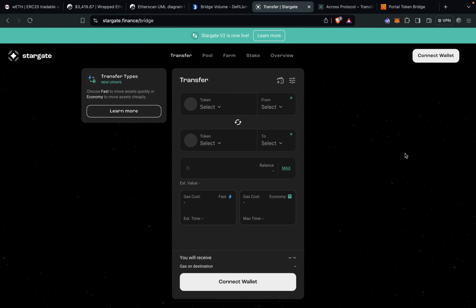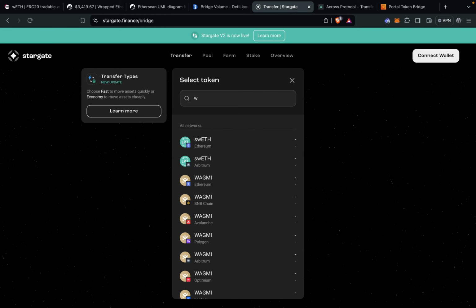To see which protocols support wrapped Ether, you can check out multiple cross-chain bridges like Stargate, Across, or Portal, and you'll get a UI that you can reverse engineer in a way to understand which protocols support wrapped Ether. So, for example, we have Stargate here, and I can search for wrapped Ether, and you'll see many options. So you can see that wrapped Ether is on Ethereum and wrapped Ether is on Fantom as well. And it's on Kava, IOTA, Klaytn, Mantle, etc.